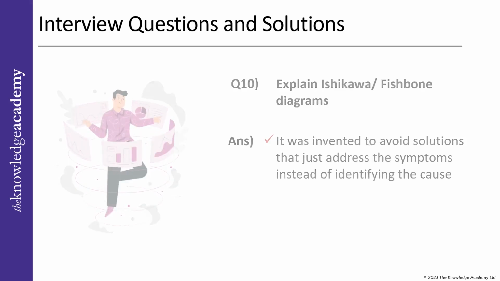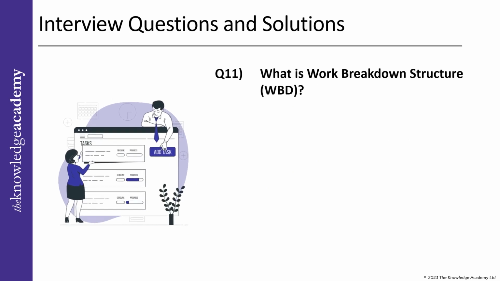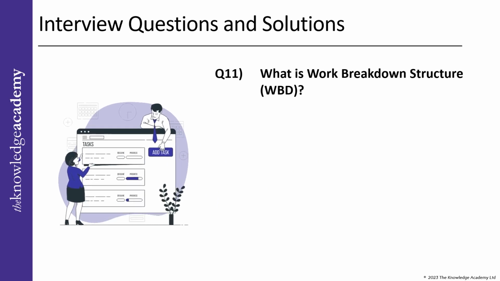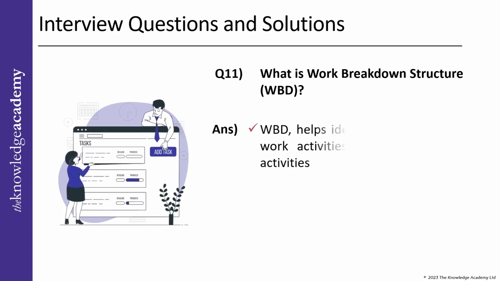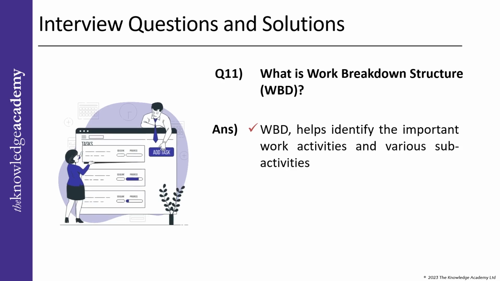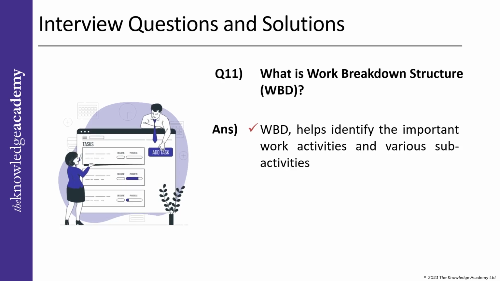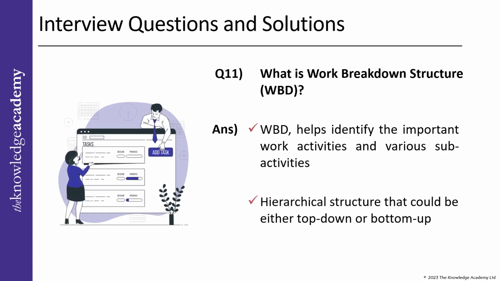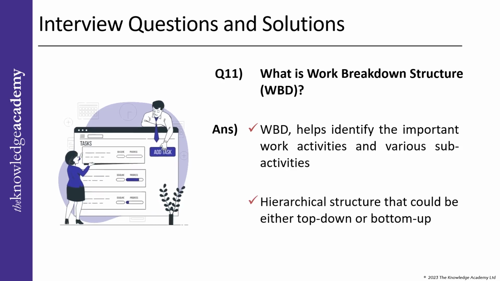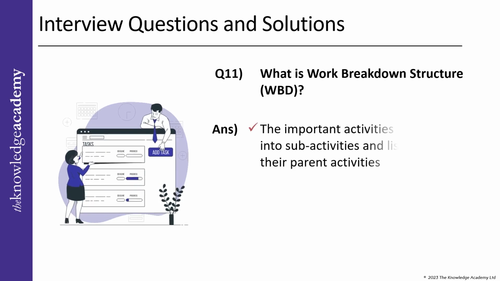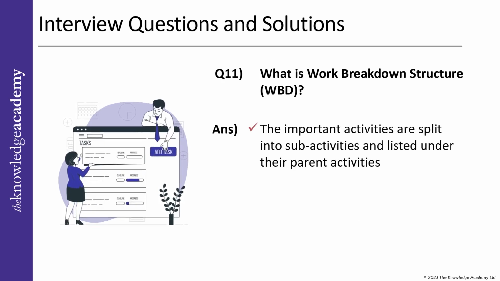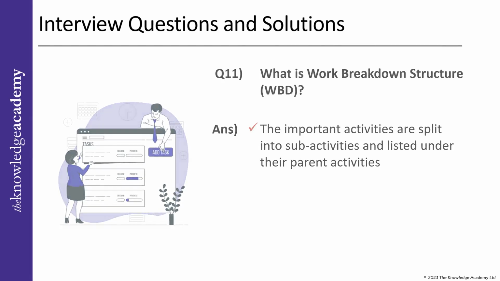the cause. Next question. What is work breakdown structure or the WBS? Answer. The WBS or the work breakdown structure helps identify the important work activities and various sub-activities of a project. It follows a hierarchical structure that could be either top-down or bottom-up. The important activities are split into sub-activities and listed under their parent activities.